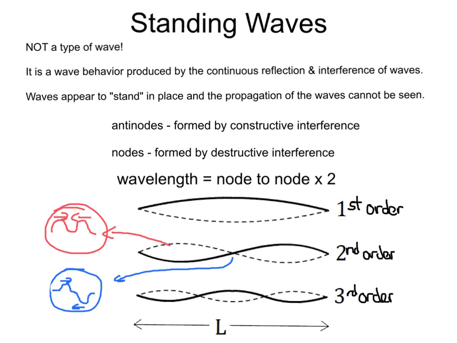To measure the wavelength of any standing wave, we take the distance from node to the next node and multiply it by 2. So for a first order standing wave, from node to node, that's the entire length of the string, and we multiply that by 2. For a second order standing wave, we would have to take this distance from this node to this next node and multiply this distance times 2 to get the wavelength. That would be done for every successive order of standing waves.